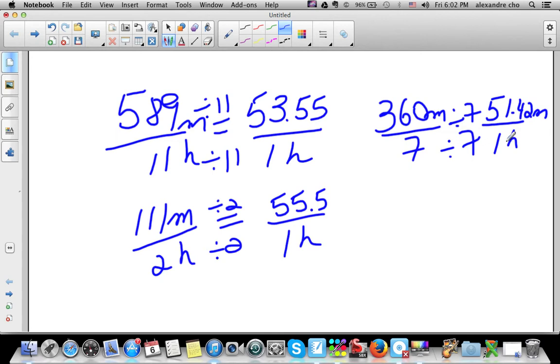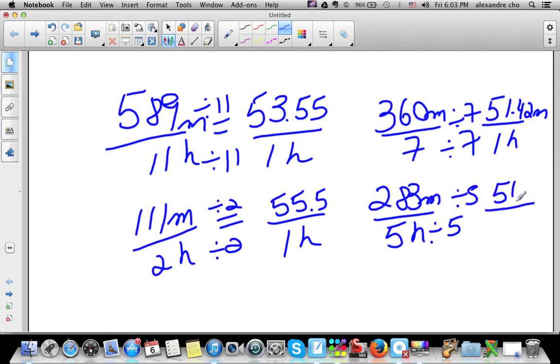And then we have 283 miles in 5 hours. Divide the top by 5, and you're going to get 56.6 miles in 1 hour. So now that everybody's on the unit rate, we can compare, and the fastest one was this guy right here. He went 56.6 miles in 1 hour.